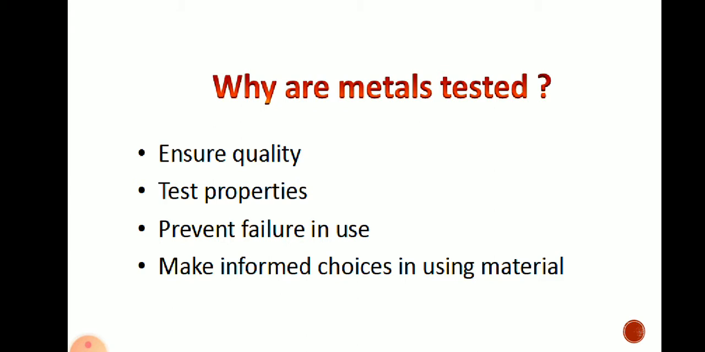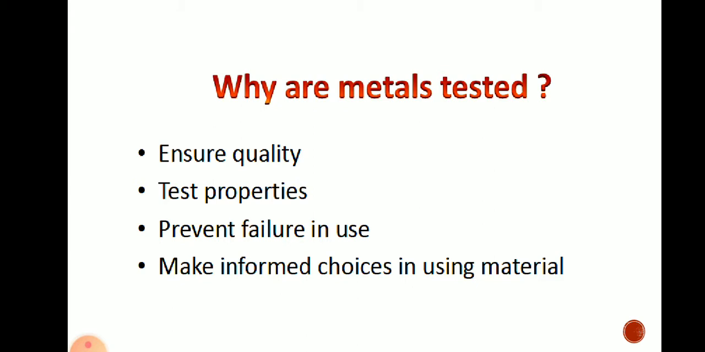Today in this video we will see the first destructive testing method, that is the tensile test, for finding various properties of a metal. So firstly we will see why the metals are tested. To ensure the quality of the product, we need to test the metals, again to find out the properties of the metal so that those can be used in the actual application after finding the properties.